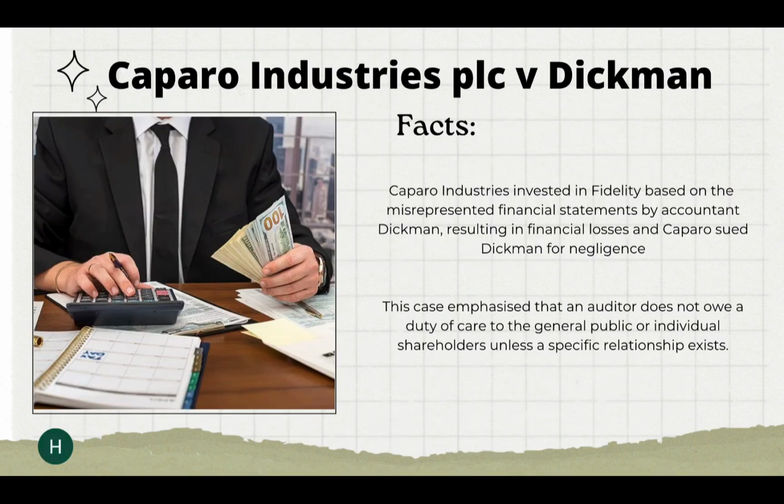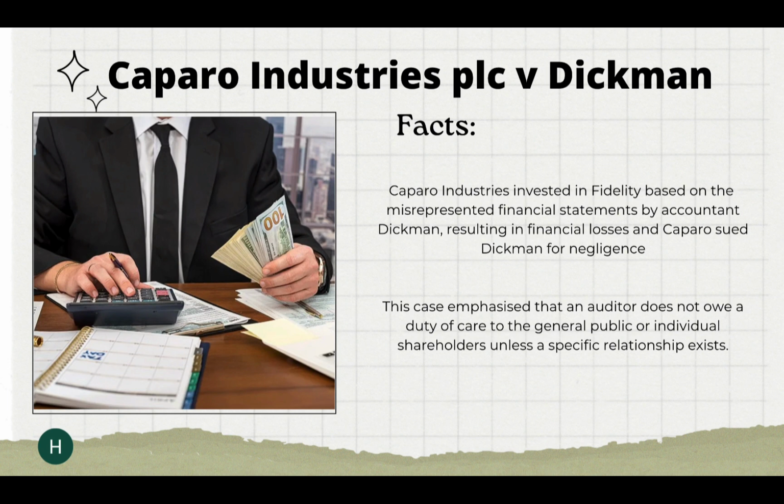Now, let's look into the next case, Caparo Industries PLC v Dickman. The Caparo test represents the currently applicable test for establishing a duty of care in Malaysia. This case is the landmark case that introduced the tripartite test, or the threefold test, for establishing a duty of care. Caparo Industries invested in Fidelity based on the misrepresented financial statements by accountant Dickman, resulting in financial losses, and Caparo sued Dickman for negligence.